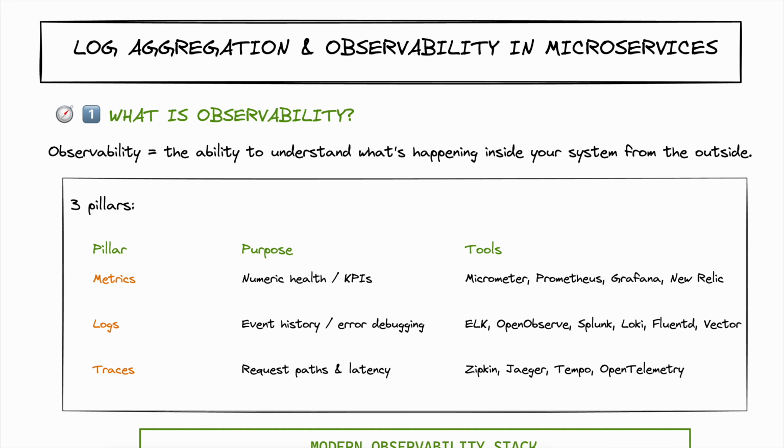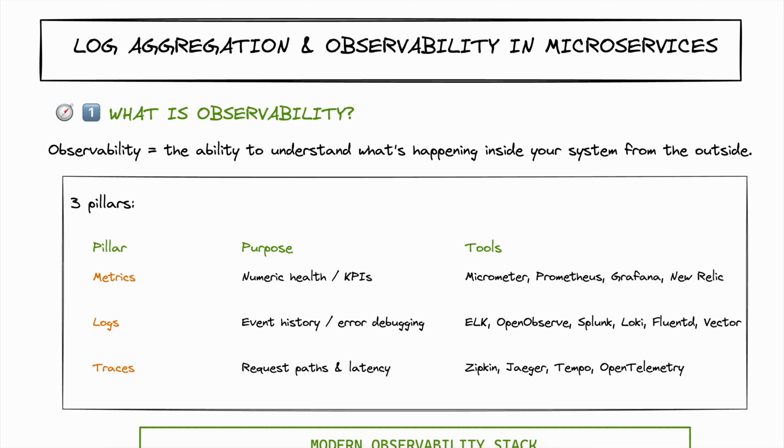Today we are going to talk about log aggregation and observability in microservices. But let's first clarify for ourselves, what is observability? Observability, if we put that into one sentence, is the ability to understand what's happening inside your system from the outside, meaning it's a way for us to understand what's going on in our system.